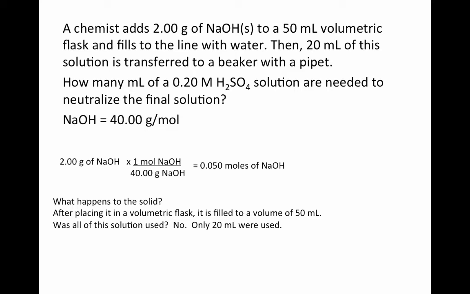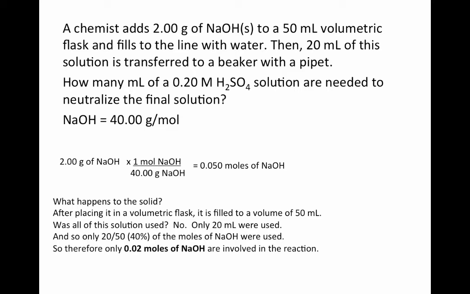So even though we may initially have 0.050 moles of sodium hydroxide in the first solution, not all of those are used in the subsequent analysis. Only 20 out of the 50 mL are transferred, so only 40% of the moles were transferred. So the first thought is that when we do the subsequent neutralization reaction, we have 0.02 moles of sodium hydroxide that need to be neutralized by the 0.20 molar sulfuric acid.